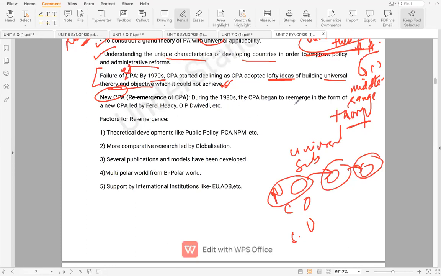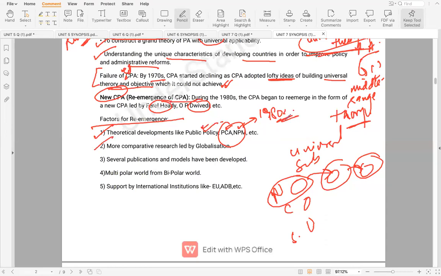So during the 1980s, the CPA began to emerge in the form of a new CPA led by Farrell Heady, OP Dwivedi, etc. What were the factors of re-emergence? Theoretical developments like public policy, PCA, NPM, all of this came in during the 1980s. So all of these theoretical developments, along with public policy, led to the re-emergence of CPA.